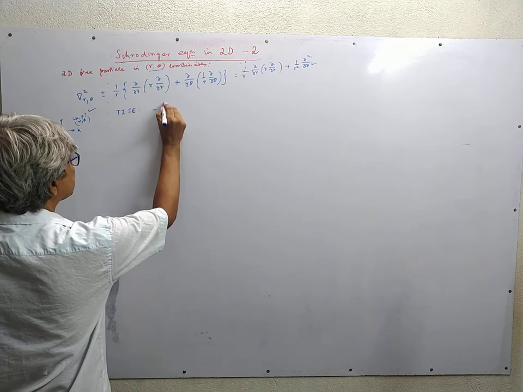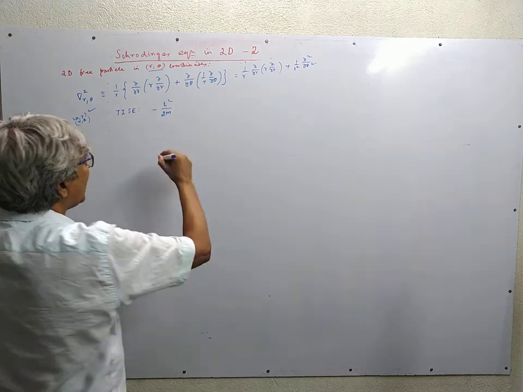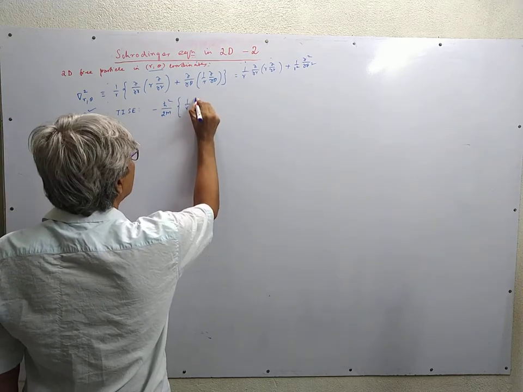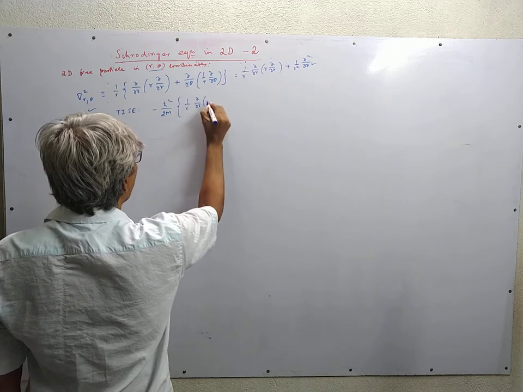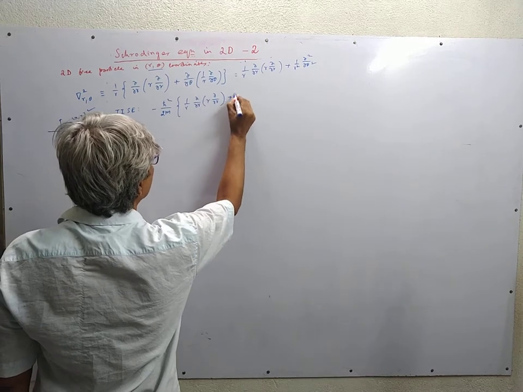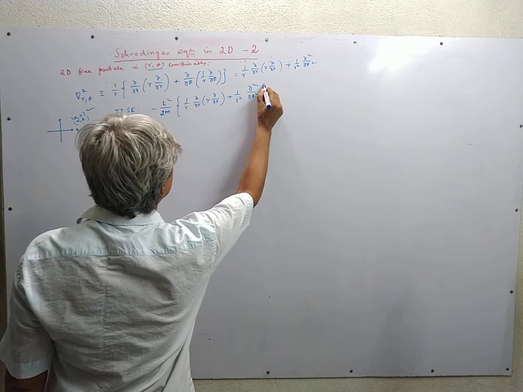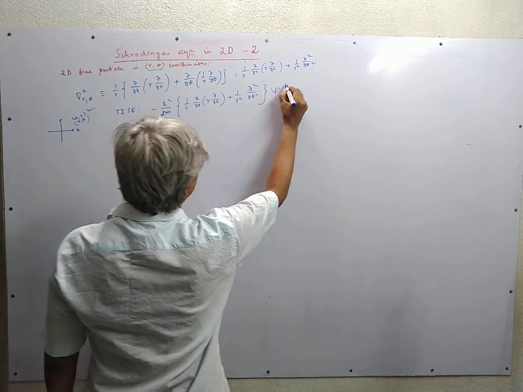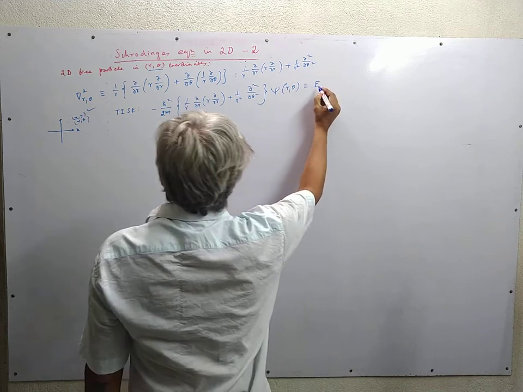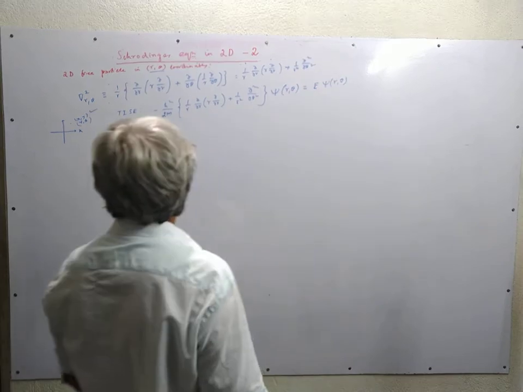This is minus h bar square by twice m, and then 1 by r del r of r del r plus 1 by r square del 2 del theta 2 operating on psi of r theta, and this is E times psi of r theta.